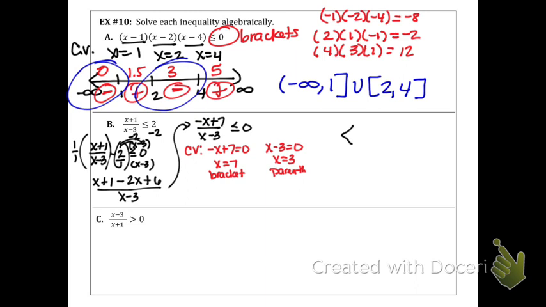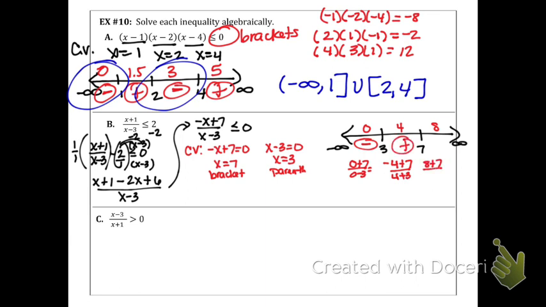All right, so set up my number line. My test intervals here, so we have 3 and 7. So I'm going to pick like 0 and, I don't know, 4 and 8. And so I'm going to plug that in. So -0 plus 7 over 0 minus 3. It's going to give me a negative number. -4 plus 7 over 4 minus 3. It's going to give me a positive number.